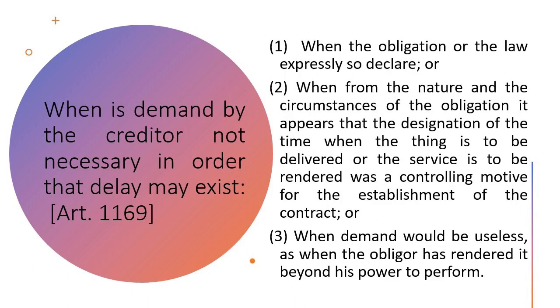When is demand by the creditor not necessary in order that delay may exist? 1. When the obligation or the law expressly so declare, or 2. When, from the nature and the circumstances of the obligation, it appears that the designation of the time when the thing is to be delivered or the service is to be rendered was a controlling motive for the establishment of the contract, or when the demand would be useless, as when the obligor has rendered it beyond his power to perform.